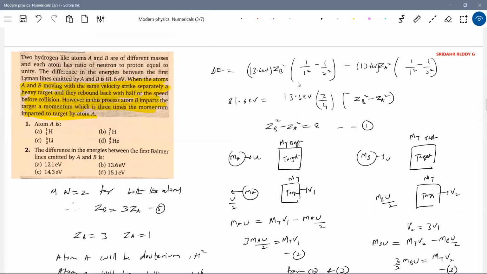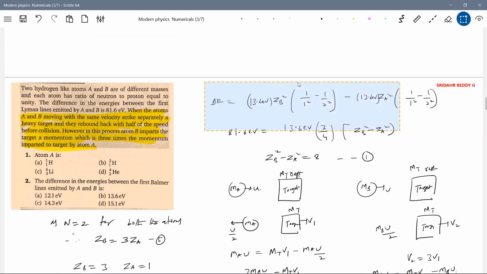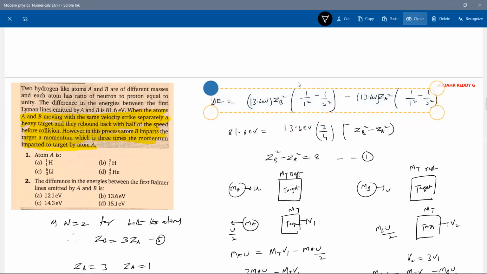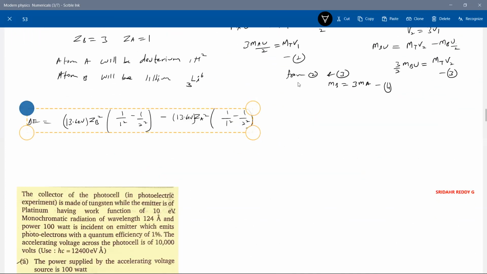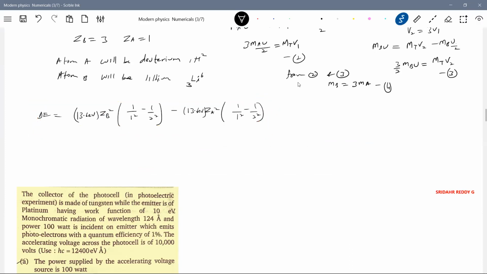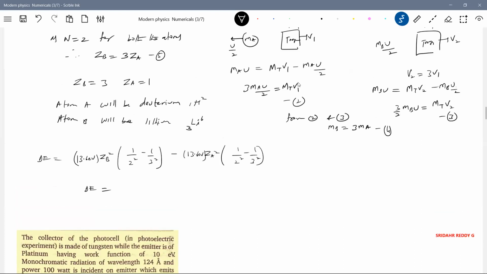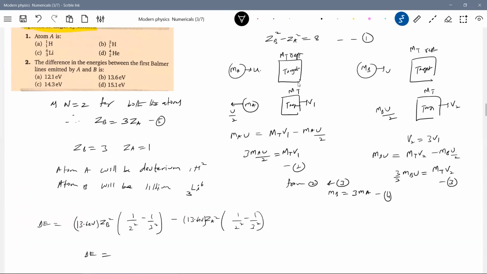I'll take the same equation. Copy. The second part, 3 to 2. How much will you get? 15.1 electron volt. 15.1.